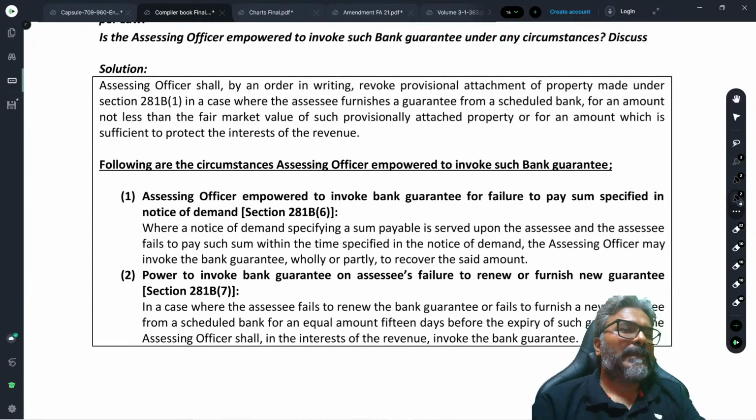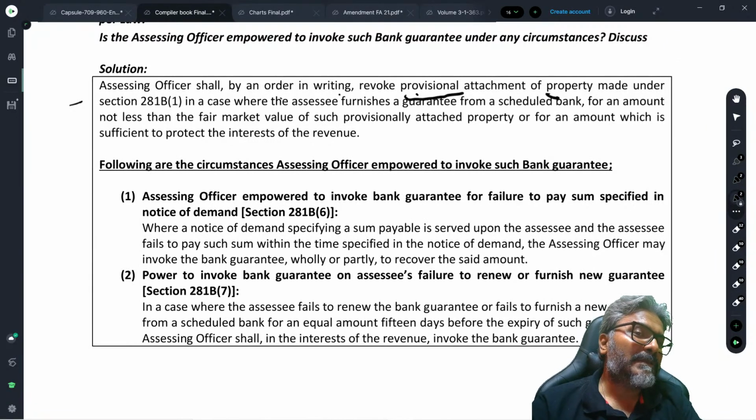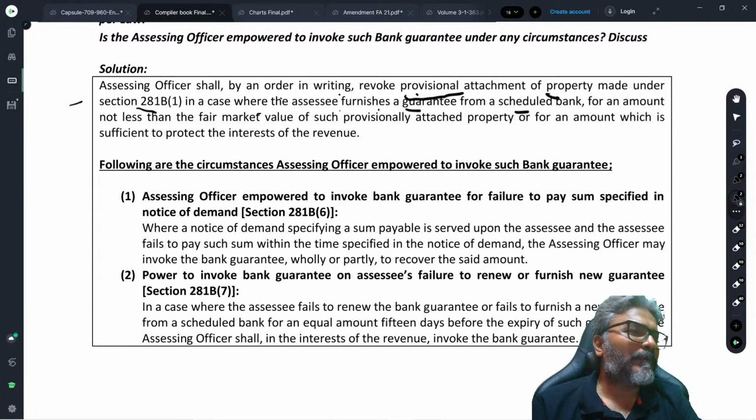So what you will say, that the assessing officer shall by an order in writing revoke the provisional attachment of the property made under section 281B in a case where the SSC furnishes a bank guarantee from a scheduled bank. So only at that particular point of time will the revocation of the provisional attachment happen.